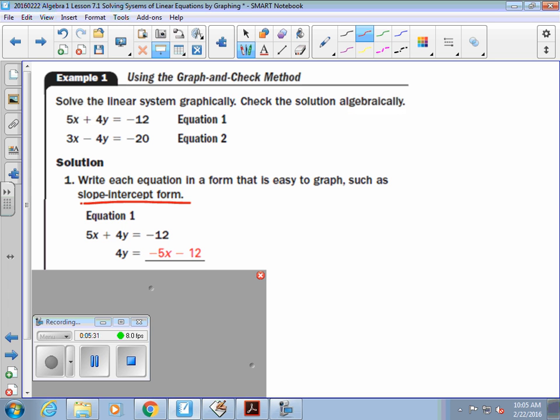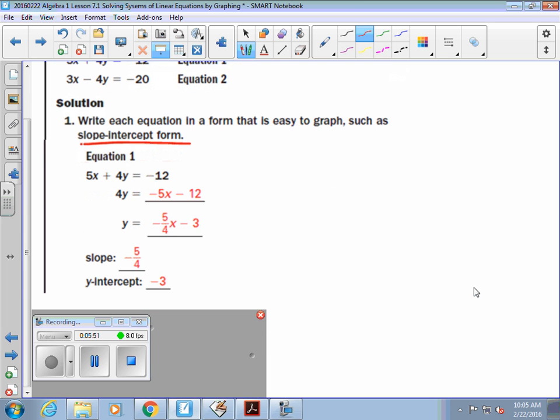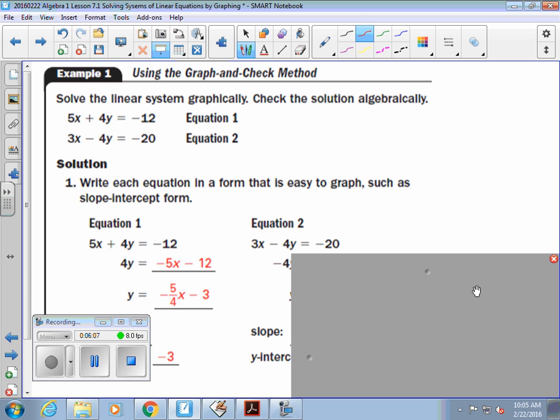Then, in order to get y by itself, divide everything by 4. When you divide everything by 4, you have negative 5 over 4x, and you have negative 12 divided by 4, which is negative 3. Now this says y equals mx plus b. So your m value, or your slope, is negative 5 over 4, and your b value, or your y-intercept, is negative 3. That's the first equation, getting your m and your b by making it a slope-intercept form.